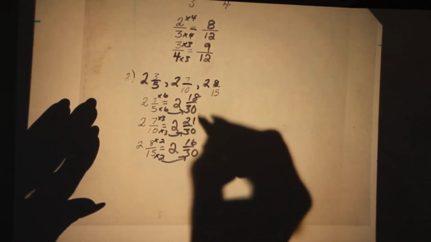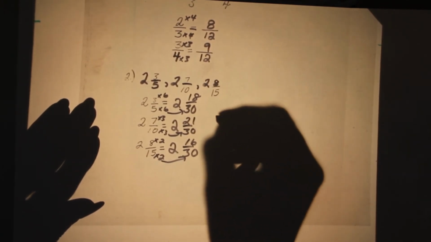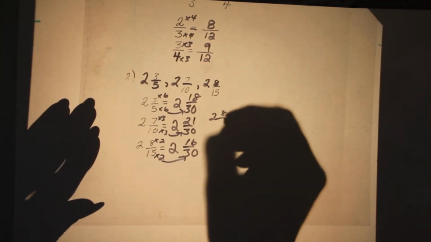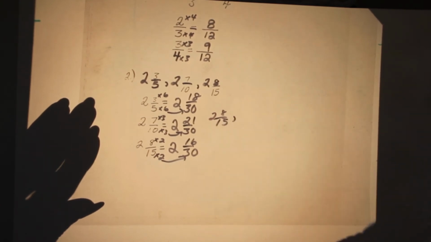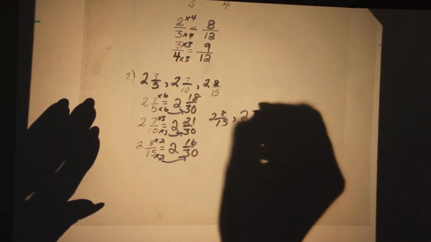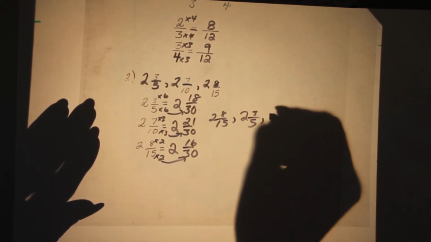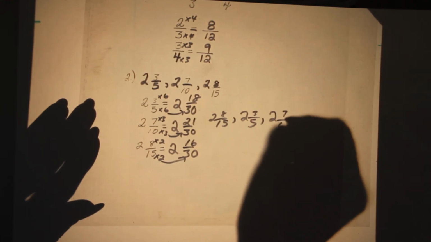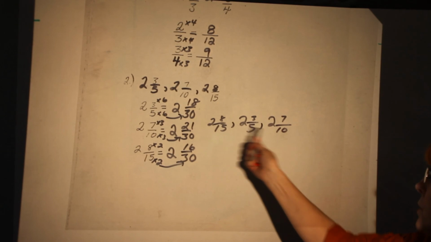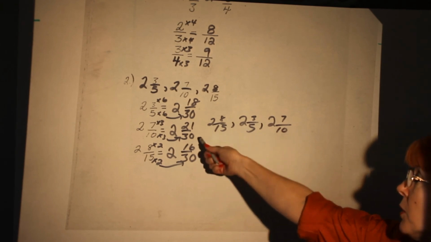So if we go from smallest to largest, 2 and 8/15 is the smallest. The next one would be 2 and 3/5. And the last one would be 2 and 7/10. That's in order smallest to largest, but looking at them, very tough to do without converting them.